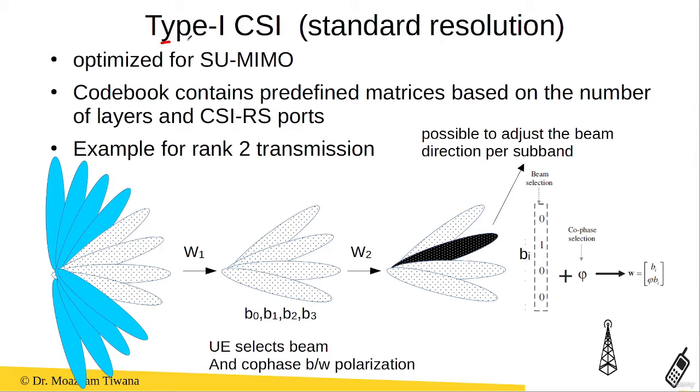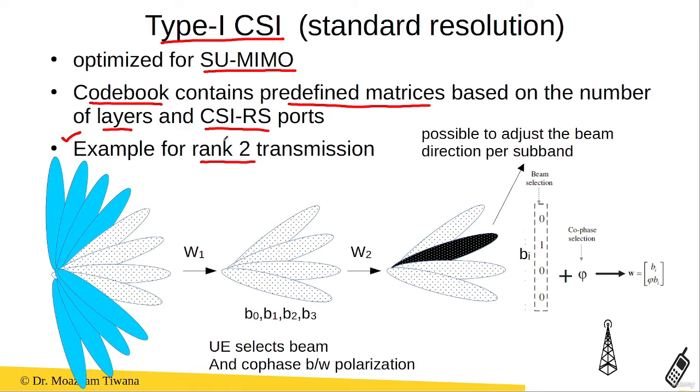Now, the type 1 CSI is used for single-user MIMO, and the codebook in the CSI contains predefined matrices that are based on the number of layers and the number of CSI-RS ports that are being used. Now, let us take an example of how the beam selection takes place in the case of rank 2 transmission.